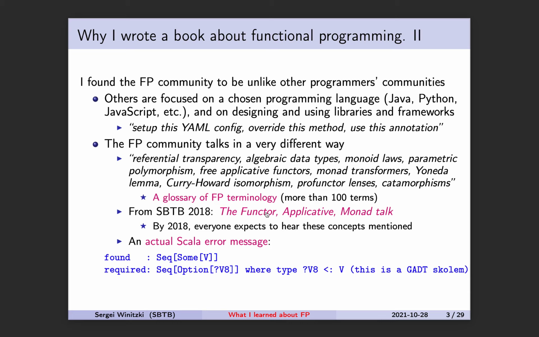So that was by 2018, and here is an example of a quite obscure error message in Scala where it tells you that some type is not correctly matched, and this is a GADT Scala. Now what that means is actually quite difficult to understand. So this was a very intriguing thing for me. So why do these programmers, they're not academic scientists, they're programmers, why do they talk about those things? And no other programmers seem to do so.